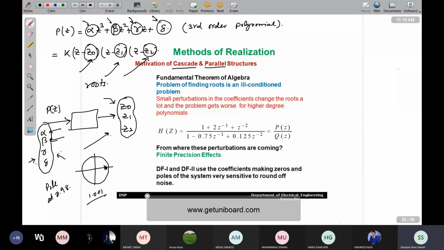And the difference between direct form 1 and direct form 2 is that in direct form 1 you are implementing numerator first and denominator after that, whereas in direct form 2 you are implementing your denominator first and numerator last, and as a result of that you are getting advantage of using lesser number of delay elements.